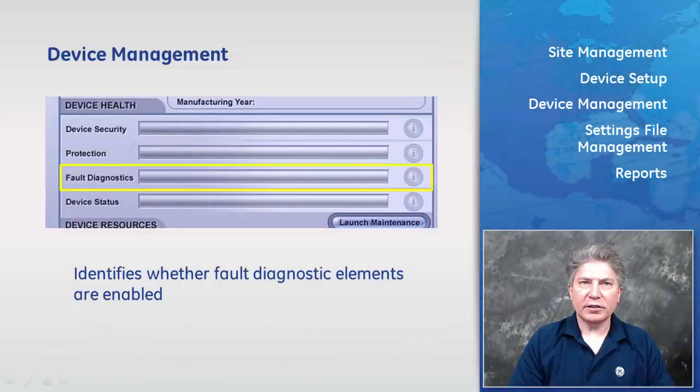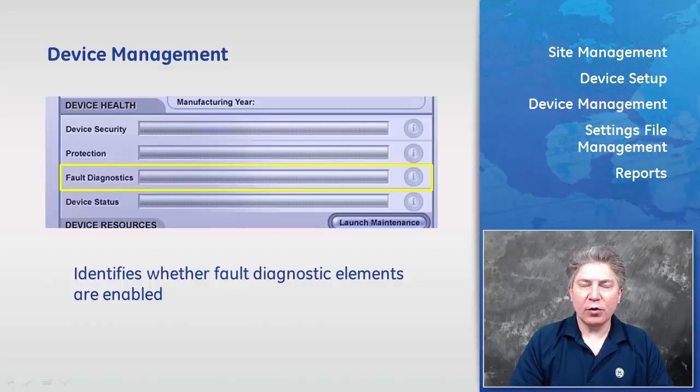The fault diagnostics health indicator identifies whether the fault diagnostic elements are enabled. Fault diagnostic elements include the trace memory, oscillography, the fault report, the event recorder, and the data logger. So the standard logic for this one is if it's red, then of course there's no fault diagnostics elements enabled.